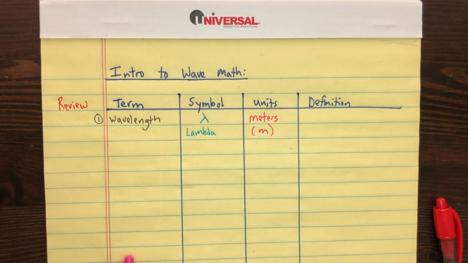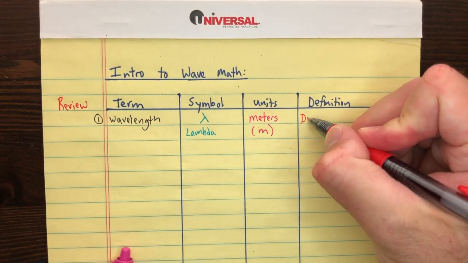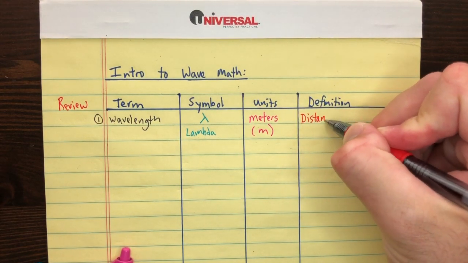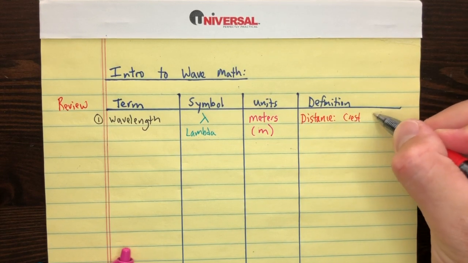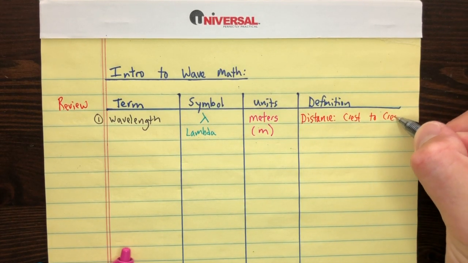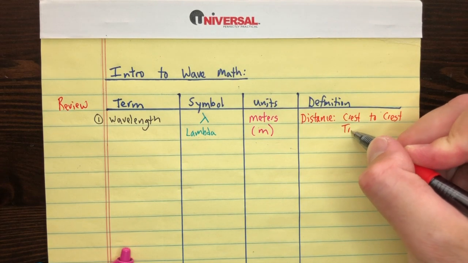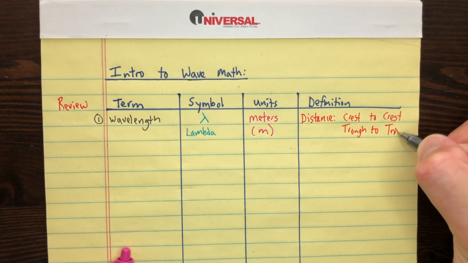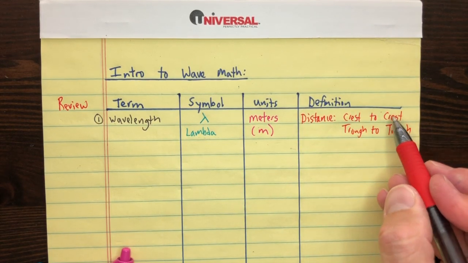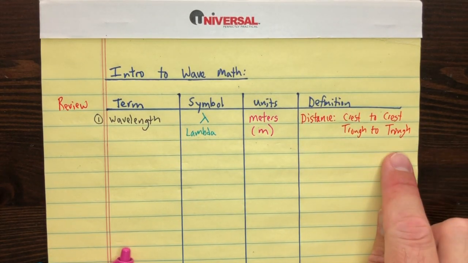And then the definition for wavelength is just the distance. You could just say crest to crest, or you could say trough to trough. So you can say the high point to high point, that distance, or the low point to the low point, that distance.